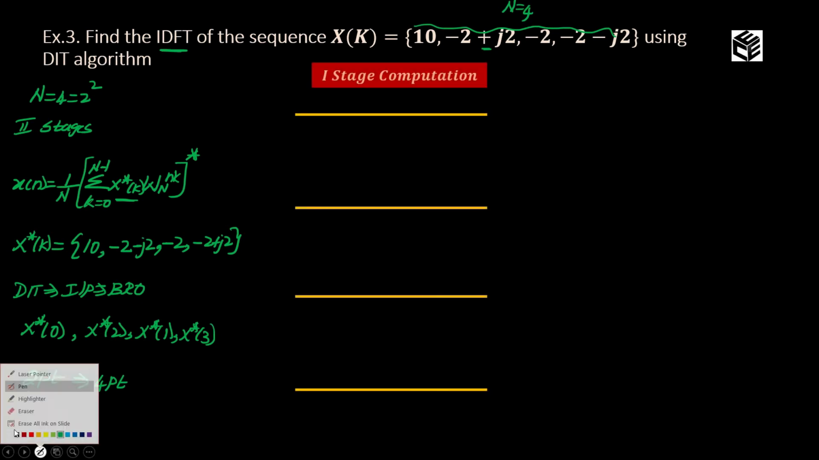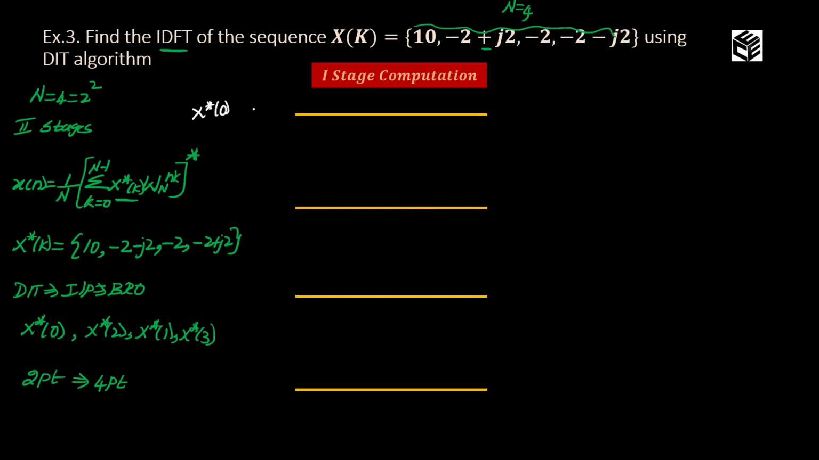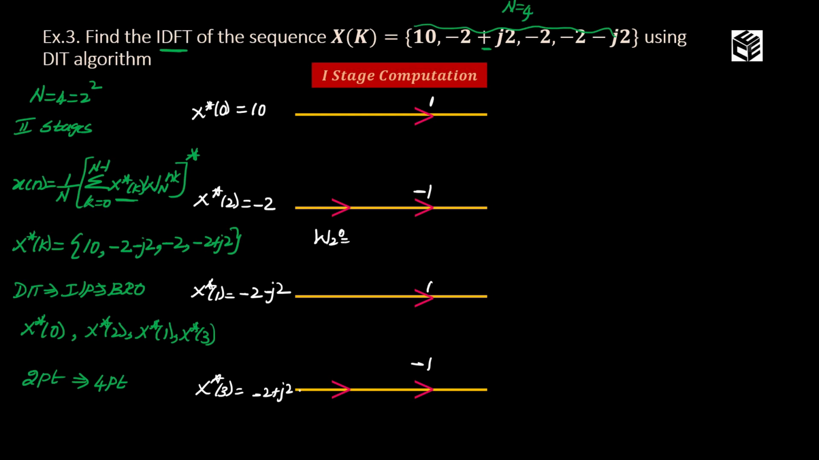So I have 4 input lines here. I am going to give the values in bit reversed order, that is x conjugate of 0 is equal to 10, x conjugate of 2 is equal to minus 2, x conjugate of 1 is equal to minus 2 minus j2, x conjugate of 3 is equal to minus 2 plus j2. Okay, since it is a 2-point stage, I will give plus 1 and minus 1 values as 1, minus 1, 1, minus 1. So wherever there is minus 1, we will be giving the Twiddle factor value, that is W2 power 0 is equal to 1. Now I am going to cross these 2 lines. I am going to find the answer.